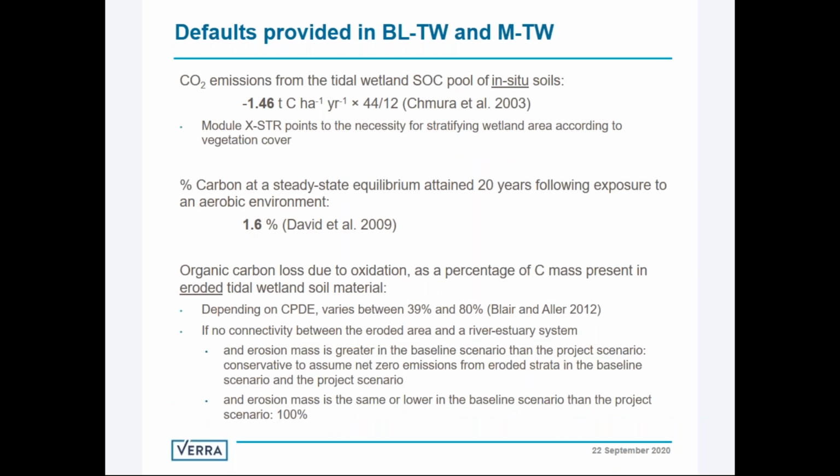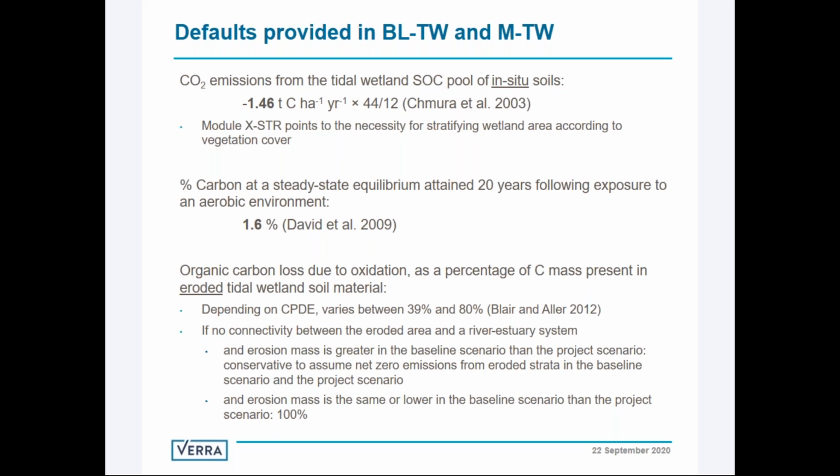Now, there are a number of defaults provided in these modules. There's a default value for CO2 emissions in areas where they don't have sufficient science to quantify this. And it's based upon the Chmura data set from 2003. Where Chmura separated out mangroves and marshes, in fact, the IPCC also separated out mangroves and marshes. We looked at the data and decided that there was no real distinction there, and a single default value of 1.46 tons of carbon per hectare per year accumulated is appropriate for both ecosystems.